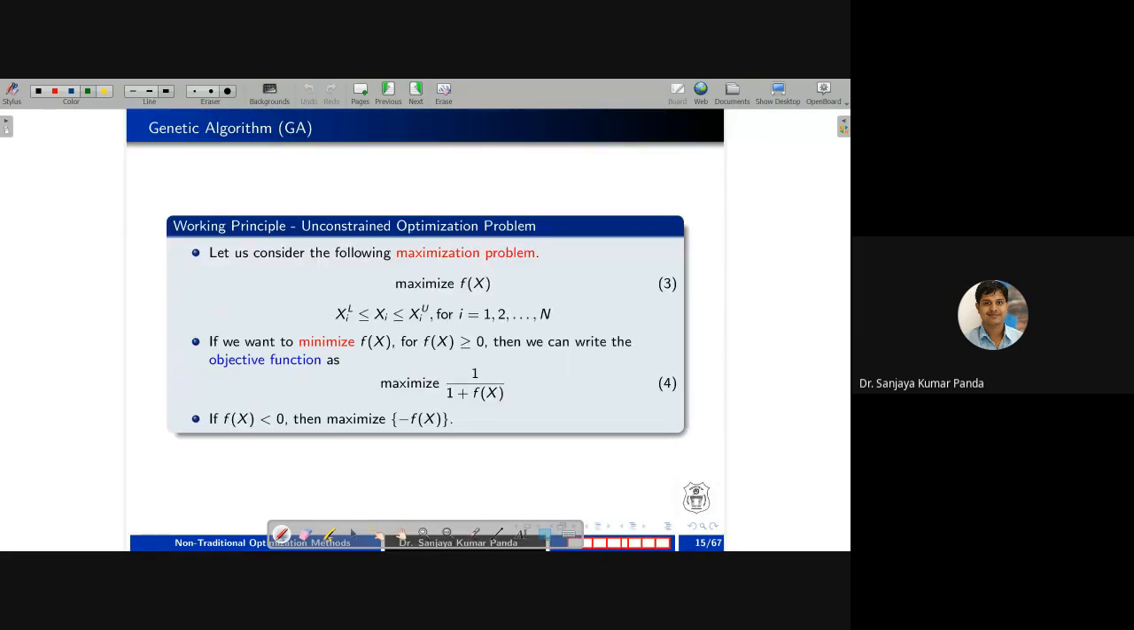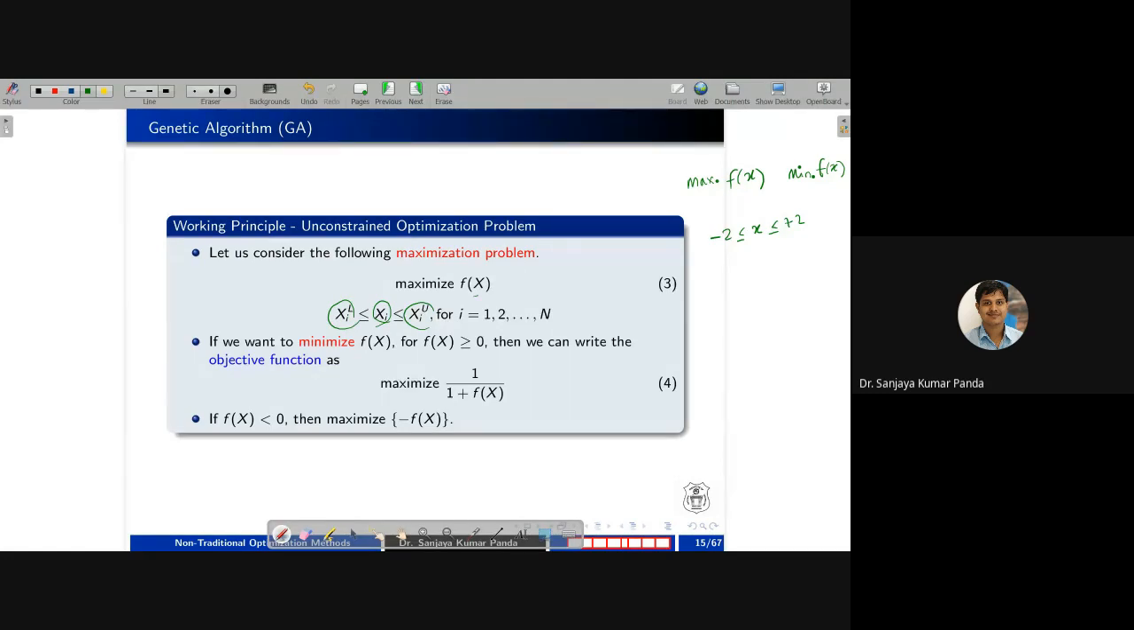Now, let us take a constrained optimization problem. For example, there is an objective function f of x. If it is a maximization problem, you have to calculate the maximum of f of x. If it is a minimization problem, you calculate the minimum of f of x, right? And the values of x have a lower bound and an upper bound. Like we mentioned, -2 ≤ x ≤ +2. So the boundary we have fixed is -2 to +2, right?